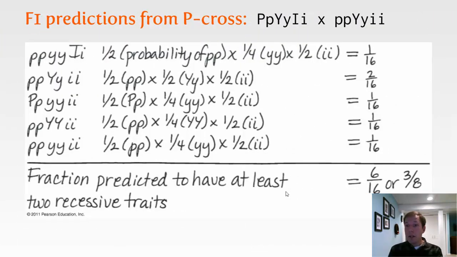This could also be used as a way to figure out when we go to an even greater number of traits. You could do a trihybrid cross or quad hybrid. You could go to as many as you would like, but in each case you just need to multiply the probabilities of individual traits by each other to get the overall probability of a particular combination.